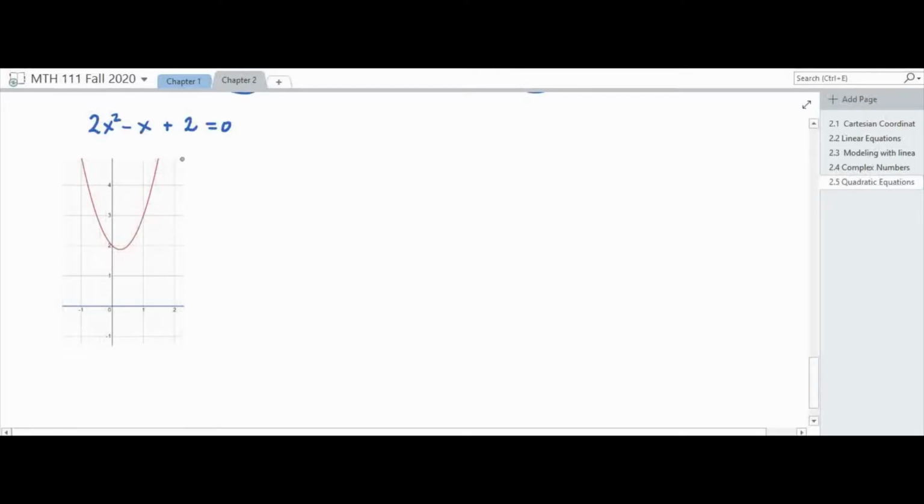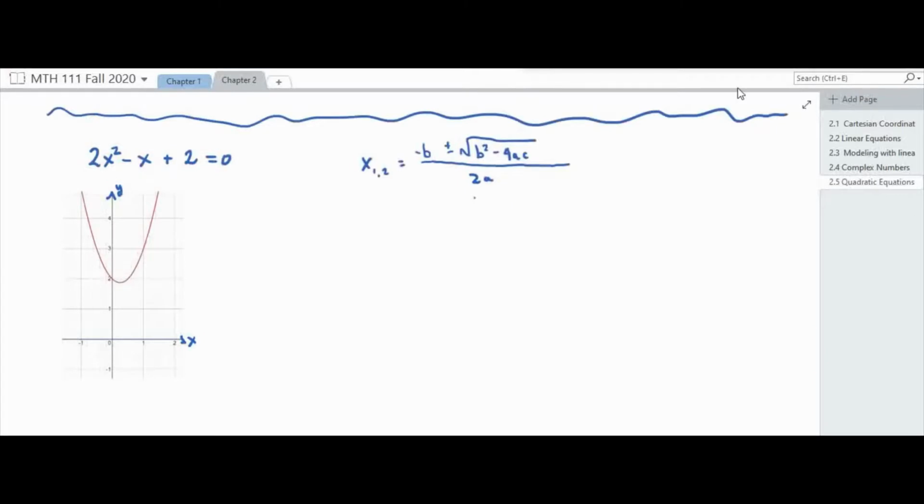So again, label these scales. This is your y-axis. This is your x-axis down here. This will never cross the x-axis. But it still is factorable. And if we put it into the quadratic equation with the values of a equals 2, there's 2 times the first term, b equals -1, there's -1 times the x term, and then c equals 2.